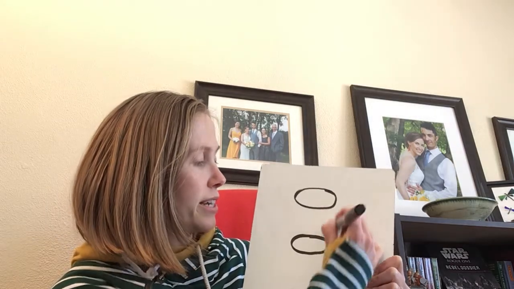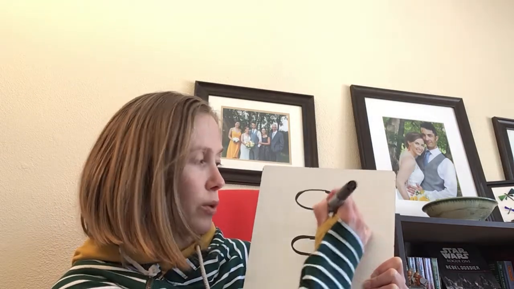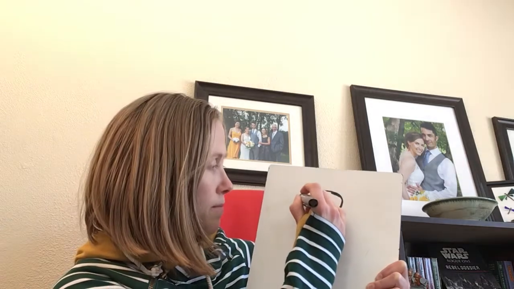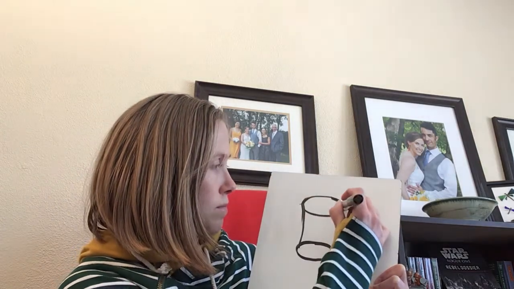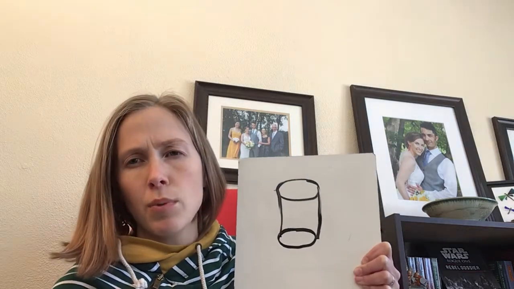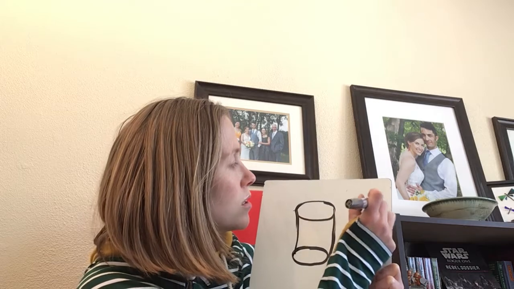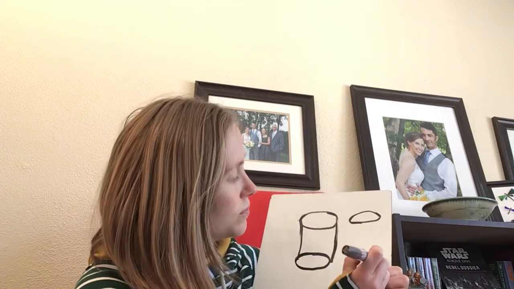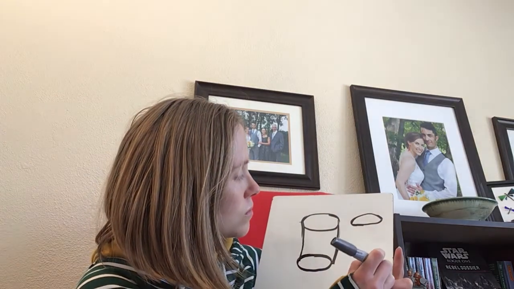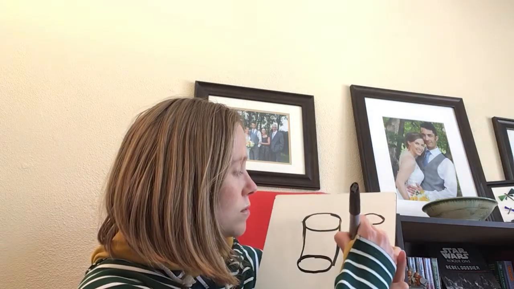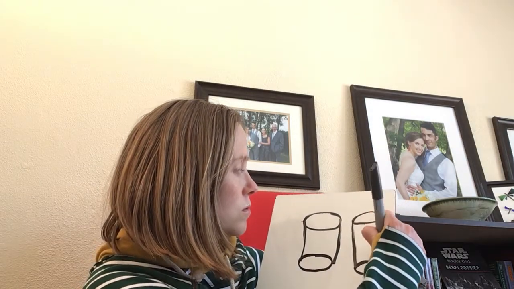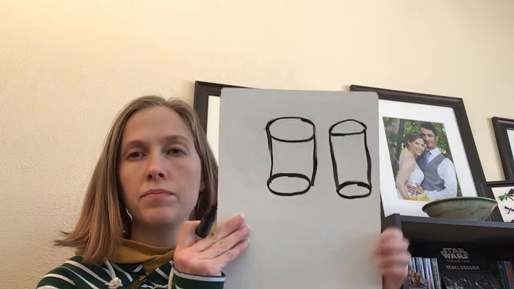Then I'm going to connect the edge of each oval to one another with a straight line. And I have a cylinder. That's probably not my best cylinder, so I'm going to practice another one here. An oval, an oval, and connect them.